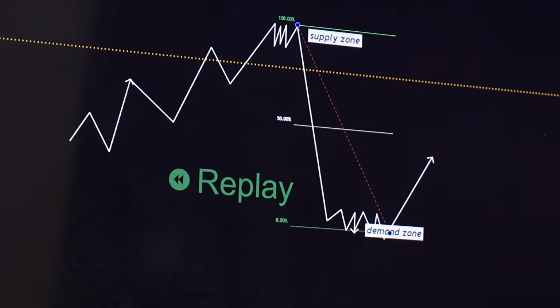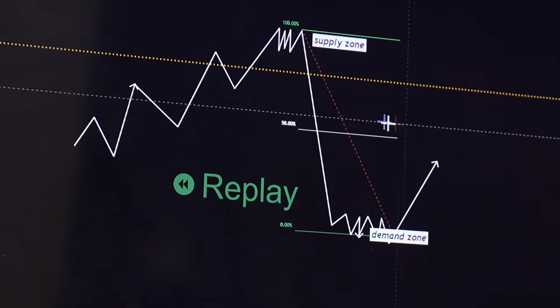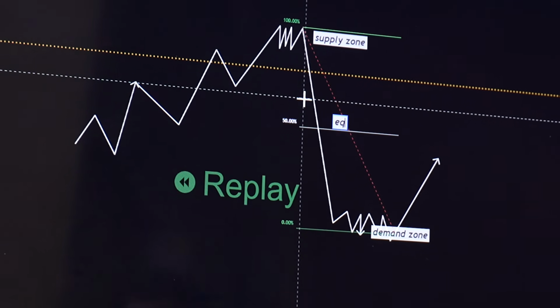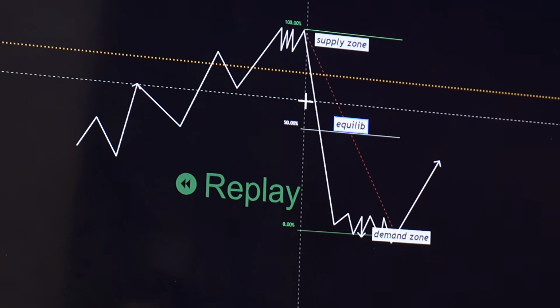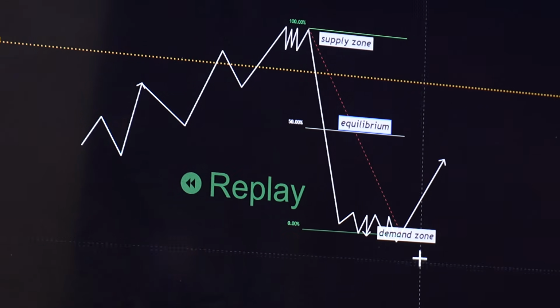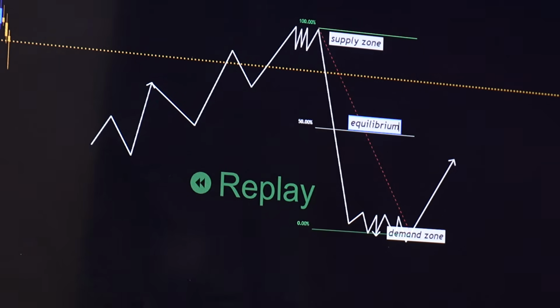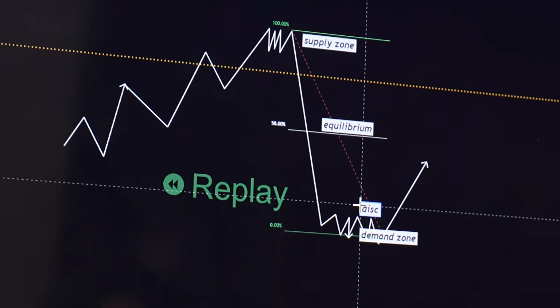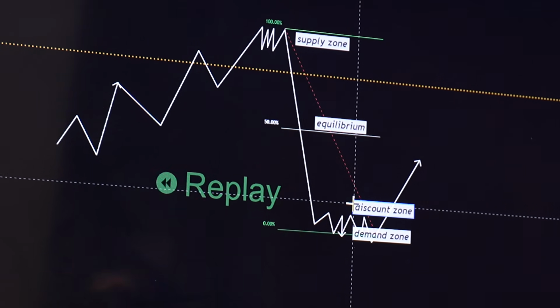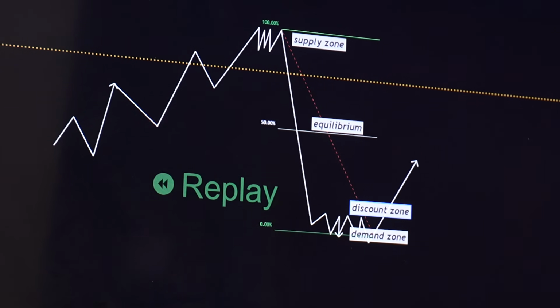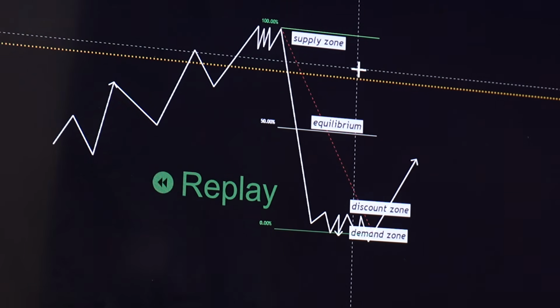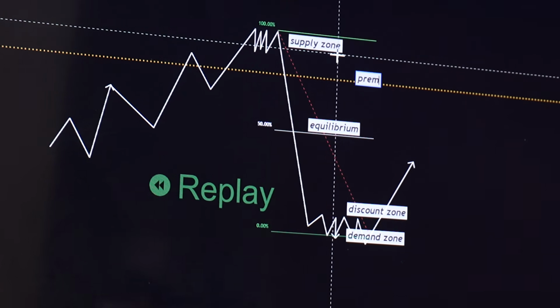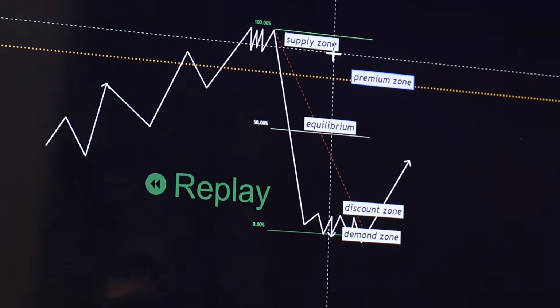50% means equilibrium zone. Okay, this one means equilibrium. And then the lower part, or the demand zone, is called the discount zone. And the upper part is called the supply zone, or it's also called the premium zone. All right, now let me make this make sense in a layman's language.